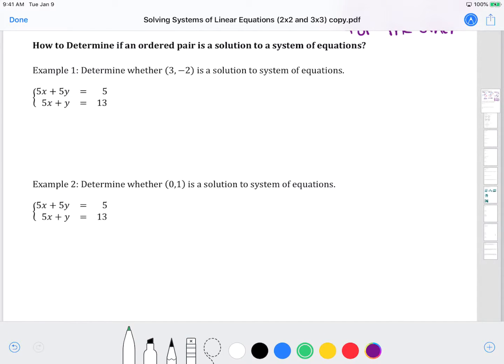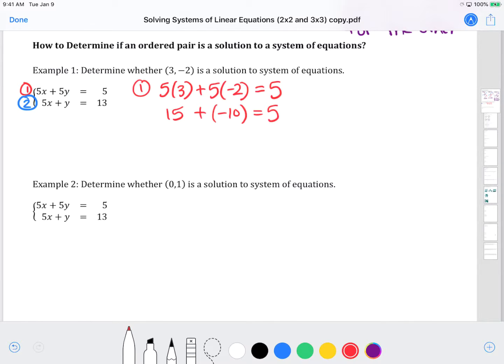To determine if an ordered pair is a solution to a system of equations, it's got to work in both lines. Remember, it's where the two lines cross. It's an x and a y that works for both lines. So when I plug in an x and a y to see if it works for that system of equations, it has to work for both lines in order to be considered a solution for the system. So if I call this line 1 and I call this line 2, let's check line 1 first. I'm going to put in the 3 and the negative 2 for my x and y for line 1. So I'm going to put in 5 times 3 plus 5 times negative 2 is equal to 5. This gives me 15 plus a negative 10 is equal to 5. 15 minus 10 is 5, so it works.